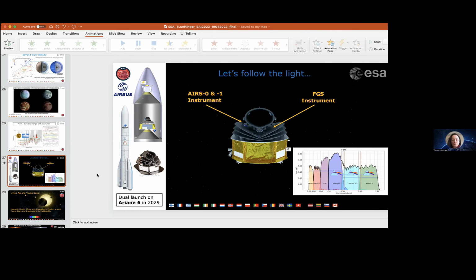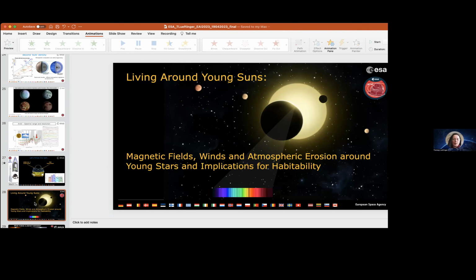We are going to launch on an Ariane 6.2 together with another space mission and another ESA mission, Comet Interceptor.